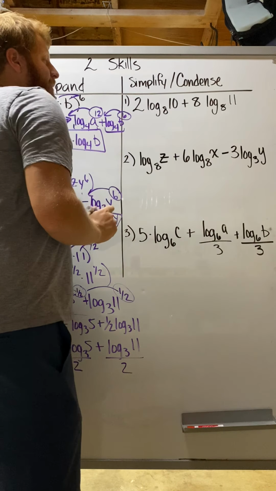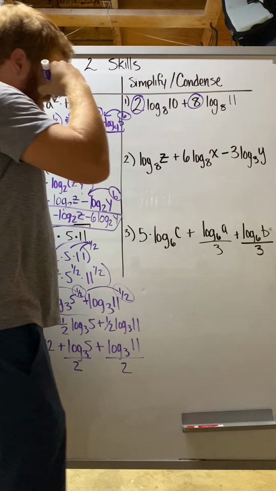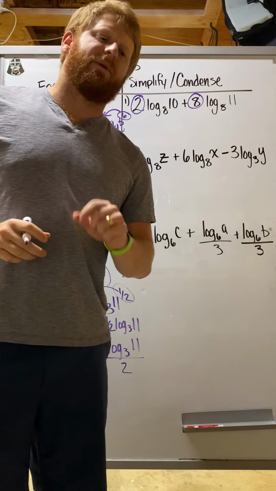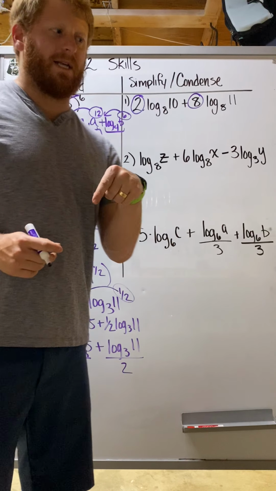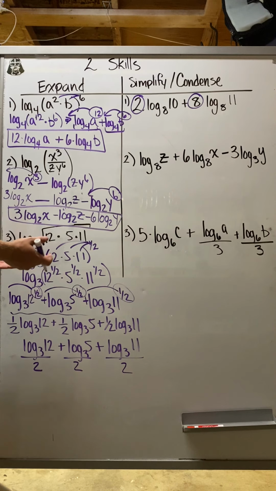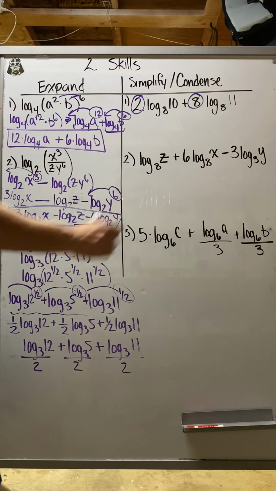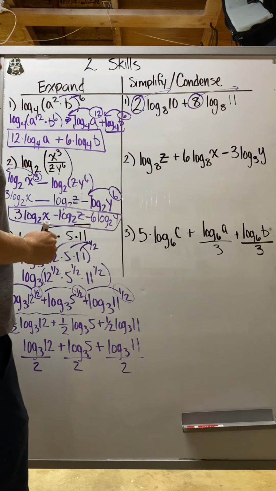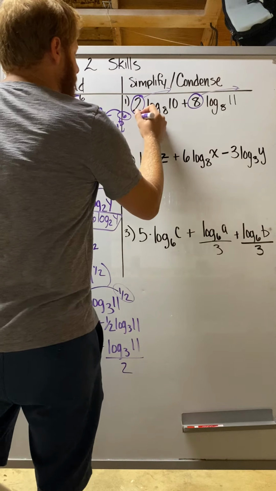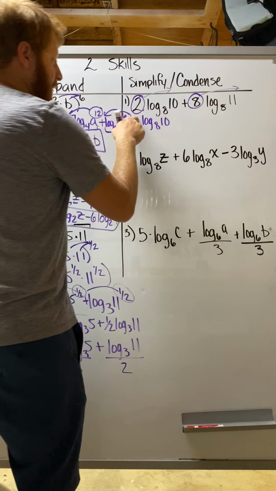Do we have any numbers in front of our logs? Yes, we do. We have a 2 right there and an 8 right there. Where did those numbers come from if we were expanding in the first place? They would have been up here in the powers. So the first thing I'm going to do is rewrite log base 8 of 10 with its power, 2.